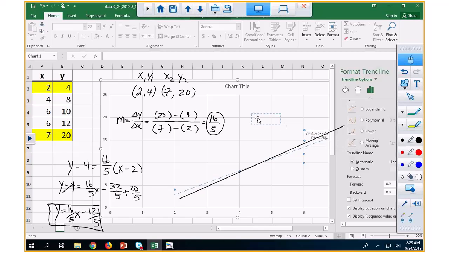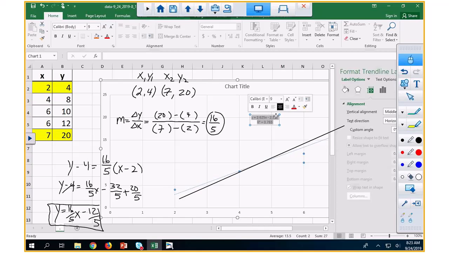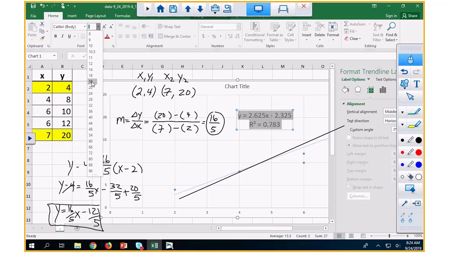Everybody with me? So there is our line. I'm going to blow it up for you so you can write it down if it'll do it. And it's not doing it. Sometimes it does it, sometimes it doesn't. It's a conspiracy. There we go.